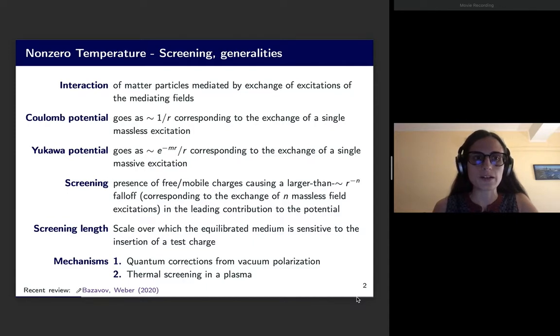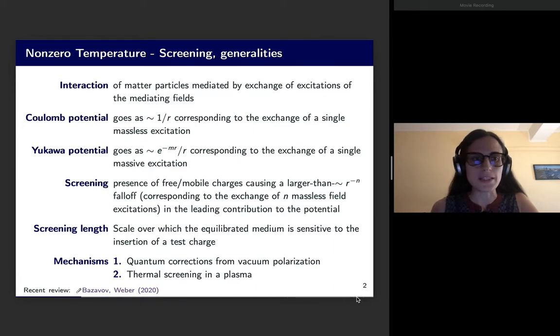In this framework, the Coulomb potential is a potential that goes like inverse R, where R is the distance between the two constituent particles. And it goes like that correspondingly to the exchange of a single massless excitation. When instead we think of the exchange of a single massive excitation, then the appropriate parametric behavior of the potential is given by the Yukawa potential, where it goes as the negative exponential of mass times the distance over the distance. What is screening in this context?